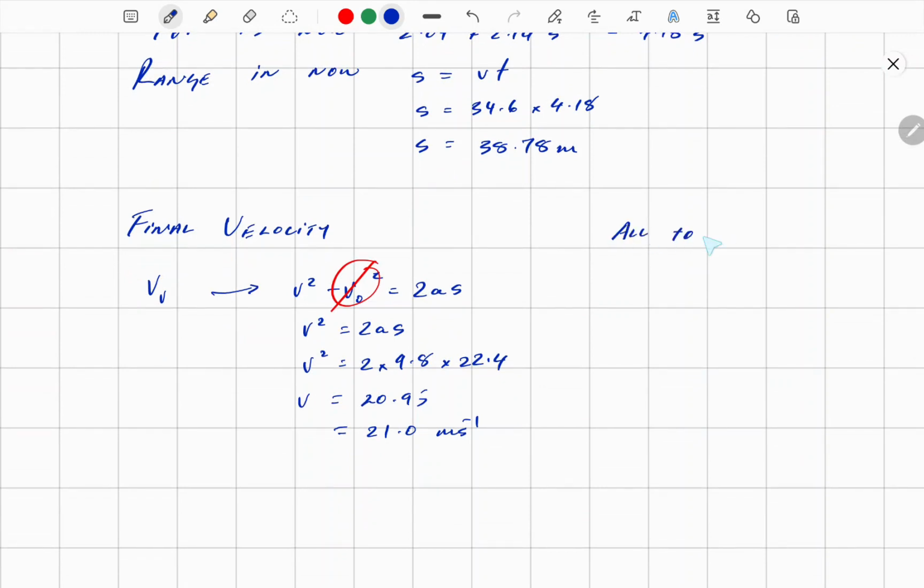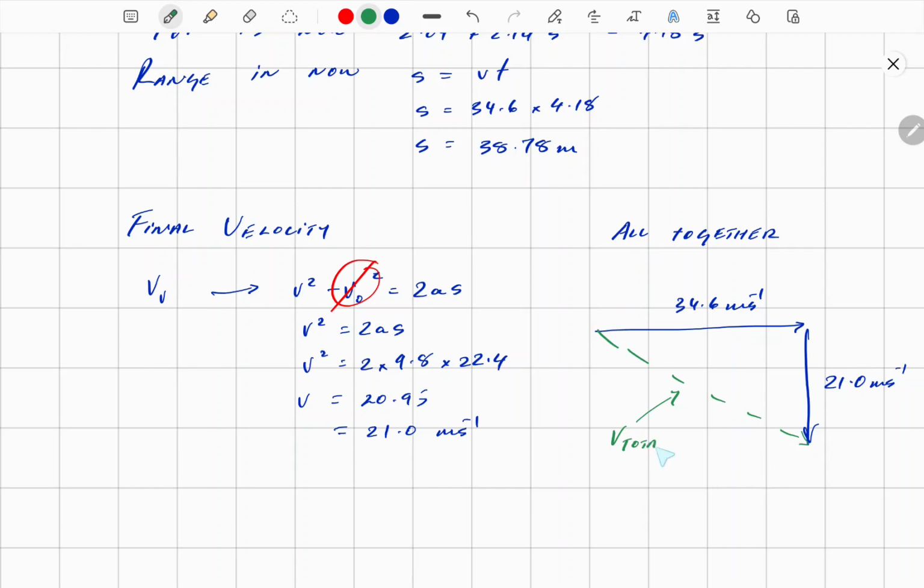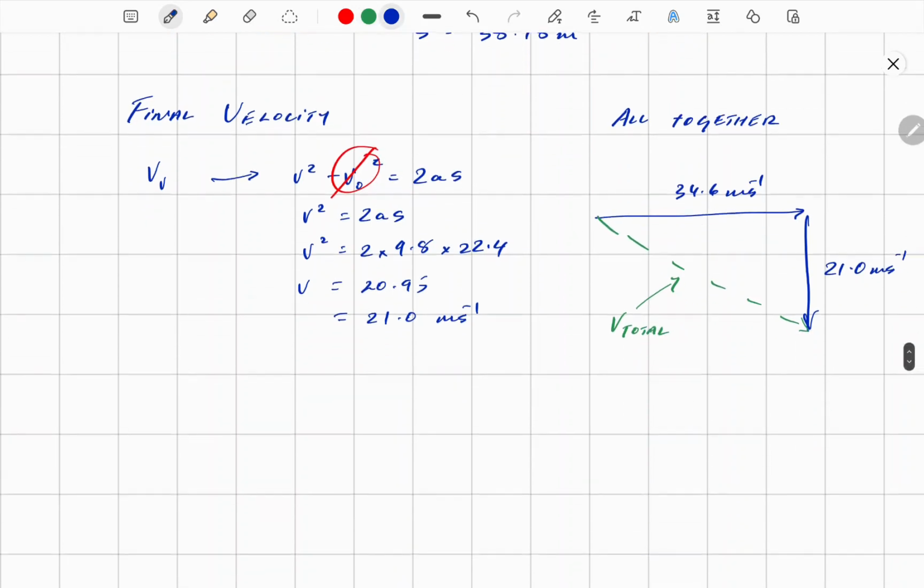To calculate the final velocity in terms of magnitude and angle, first we're going to draw a vector diagram of the velocities that we have, and the sum will be the hypotenuse of this triangle. And we'll use simple Pythagoras to actually calculate the total velocity, which includes the vertical and horizontal components.